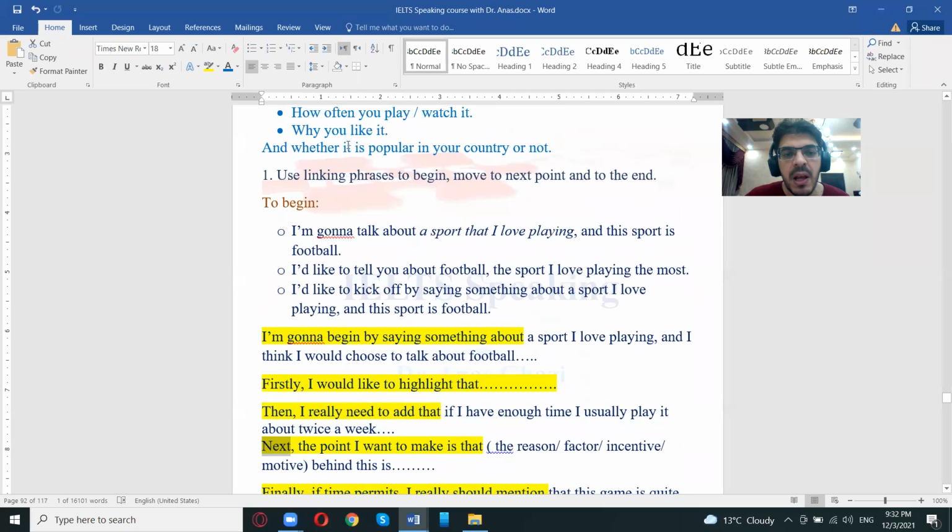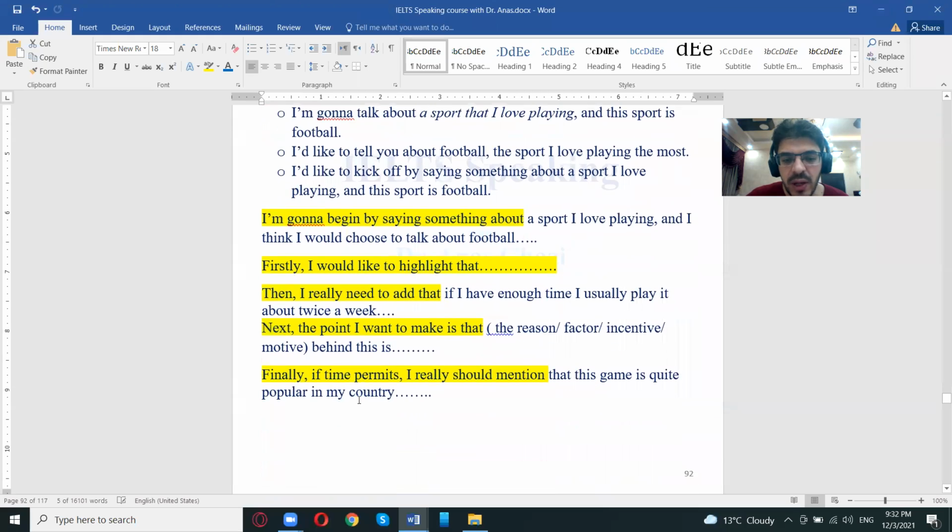And finally, okay, for the last point, is it popular in your country or not? You can say something finally, because you are closing your speech, your response. If time permits, you can say this one. I really should mention, okay? You're not going to say highlight or add or make or point. Say something new. I really should mention that this game is quite popular in my country, and almost everyone, regardless of their age, plays football, okay, and so on.